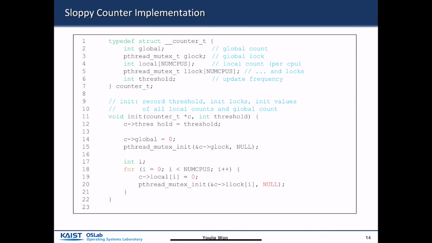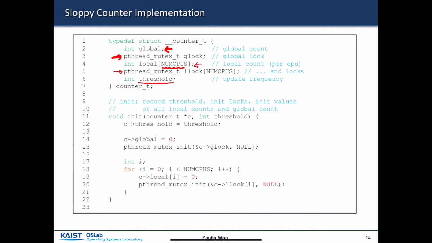This is the implementation of the sloppy counter. If you look at the code, there is a counter structure. We have to first define the counter structure. It has a global counter and an array of local counters, corresponding to the number of CPUs. For the global counter, there is a lock to protect it, and for the local counters there is also an array of local counter locks. And then there is the sloppiness threshold S, and it represents the update frequency.